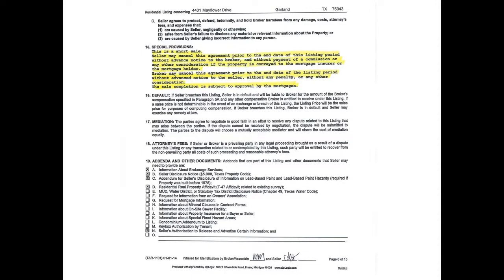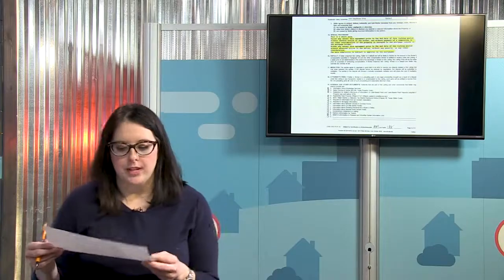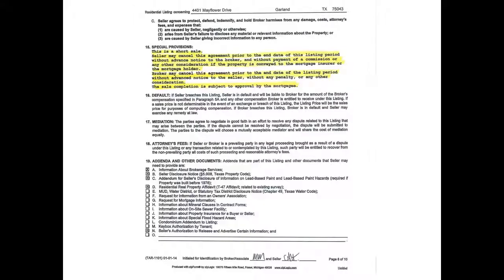But this is the verbiage that must be in the listing agreement per the lender. If you don't have this in there, they're going to reject your listing agreement and make you put it in there. So if you want to read it, it states, this is a short sale. The seller may cancel this agreement prior to the end date of the listing period without advance notice to the broker and without payment of compensation or any other consideration if the property is conveyed to the mortgage insurer or the mortgage holder.